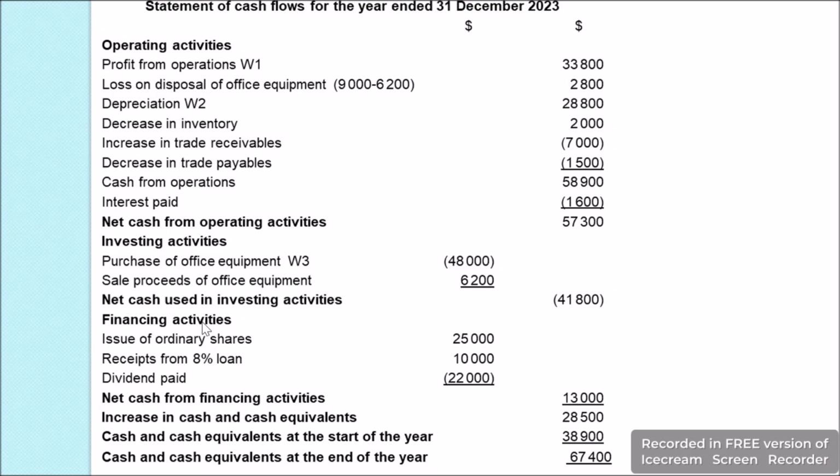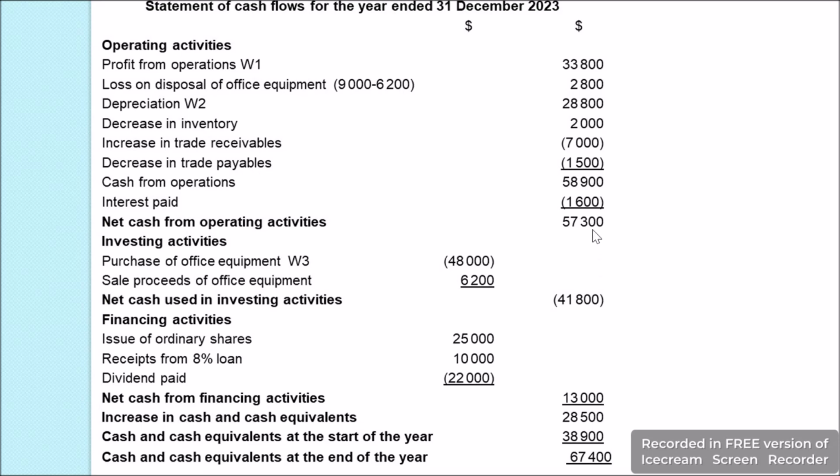Then in financing activities, it was mentioned the ordinary share capital was increased by 25,000. So this means there has been a new issue of ordinary shares of 25,000, which leads to inflow of cash. Hence we are going to add this. Then we have received an 8% loan, which again was mentioned as an increase in the 8% loan, and as this leads to inflow of cash, this will be added as $10,000. Then the dividend which has been paid, which was given in the additional information, will lead to outflow of cash. Hence we subtract it. Thus we get the net cash from financing activities as $13,000.